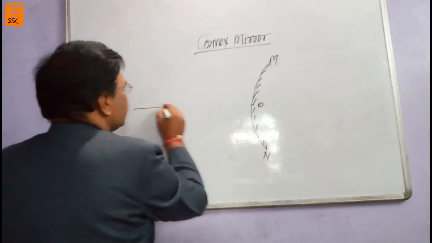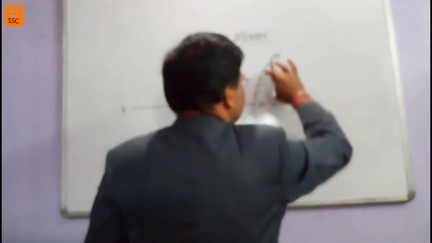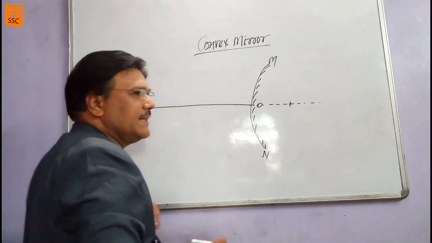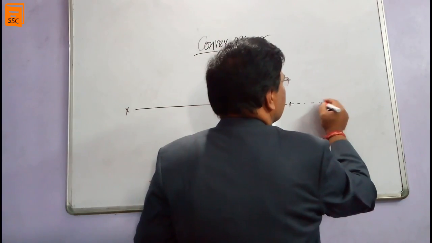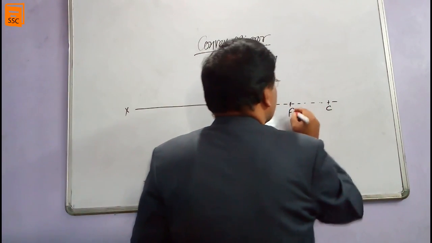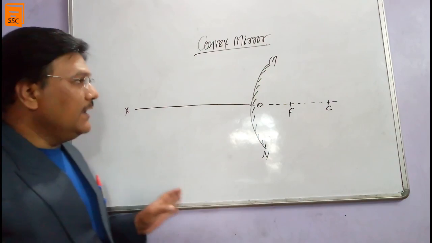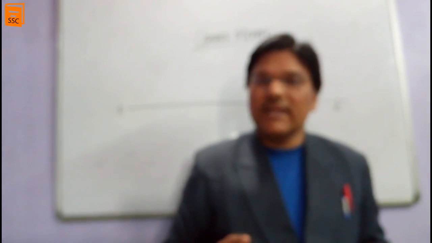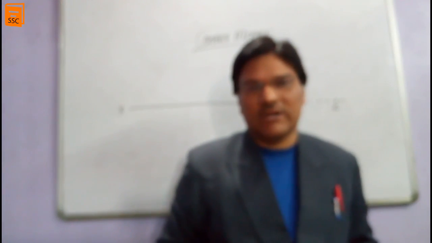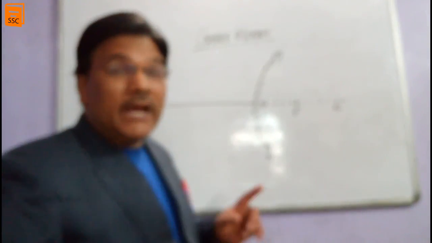See, the principal axis is denoted by OX. Here is the focus on this side, since this is a spherical portion, and the center of curvature is this one, denoted by C. This one is denoted by F. In a convex mirror, the image formed is always virtual, like a plane mirror.